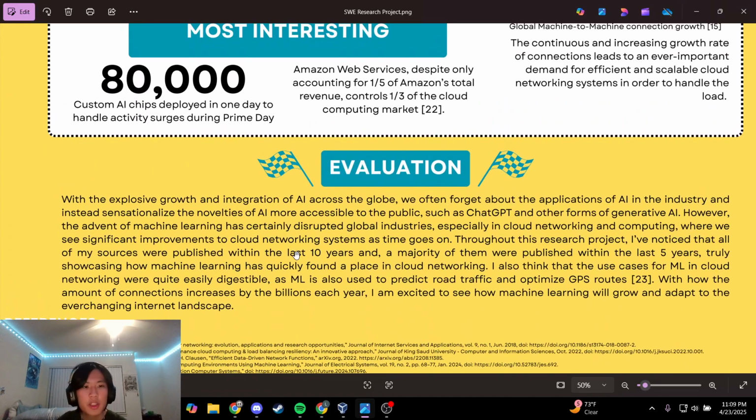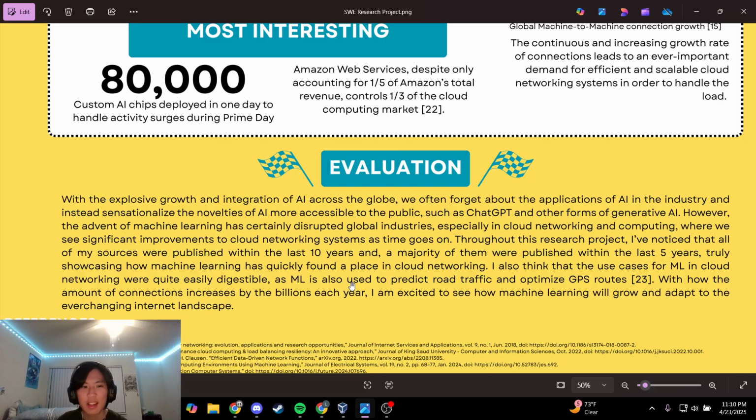And for the evaluation, I would just like to say that with the explosive growth and integration of AI across the globe, we often forget about the applications of AI in the industry, and instead sensationalize the novelties of AI more accessible to the public, such as ChatGPT and other forms of generative AI. However, the advent of machine learning has certainly disrupted global industries, especially in cloud networking and computing. We see significant improvements to cloud networking systems as time goes on.